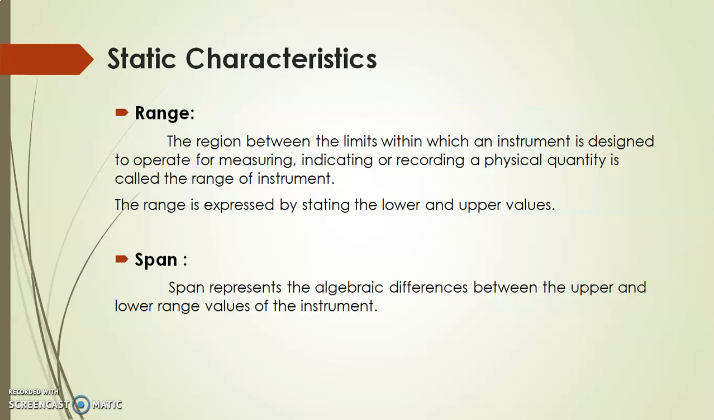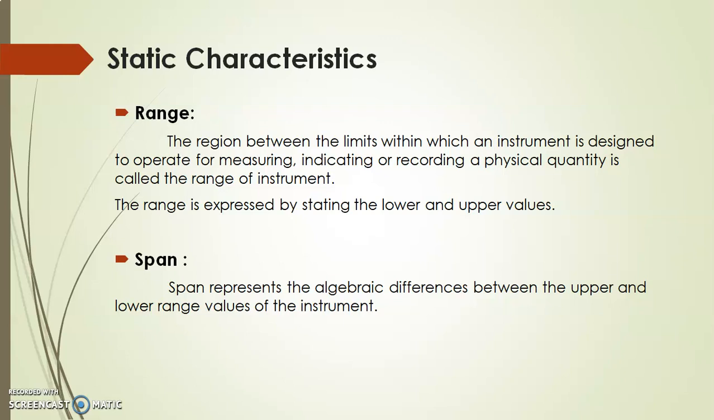Now we will see the different static characteristics. What is the static characteristic of an instrument? The static characteristic we will define as a fixed characteristic which does not change with respect to time. That characteristic is called a static characteristic. And depending upon the static characteristic, the performance of the instrument is decided.